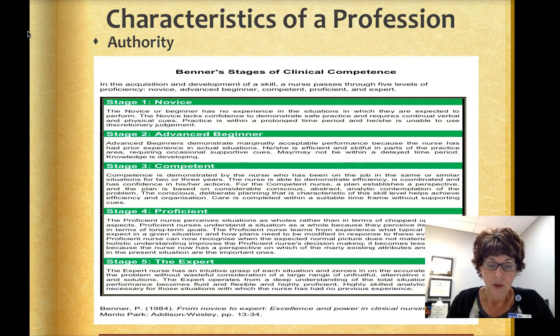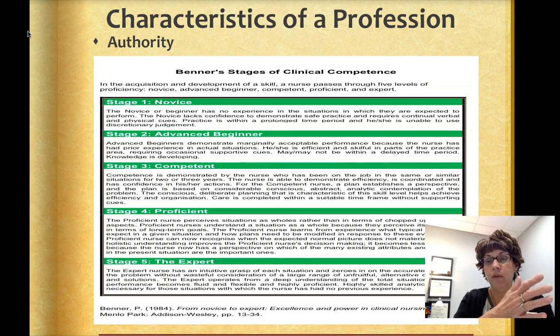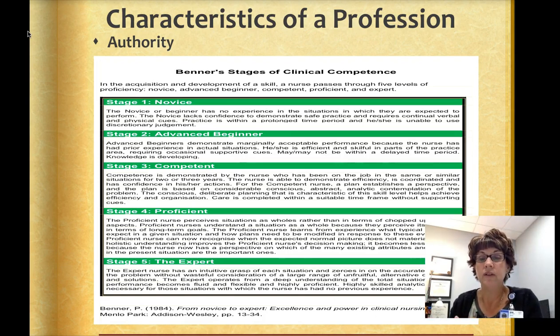Now, Benner, who's viewed as an authority in this area, has looked at the stages of clinical competence, how we develop from when we leave school as a graduate all the way up to stage 5, as you can see here, as an expert. It goes through novice, advanced beginner, competent, and proficient, and then expert.